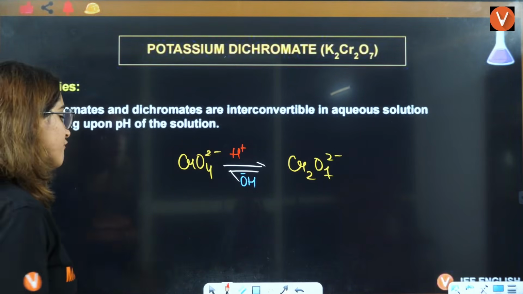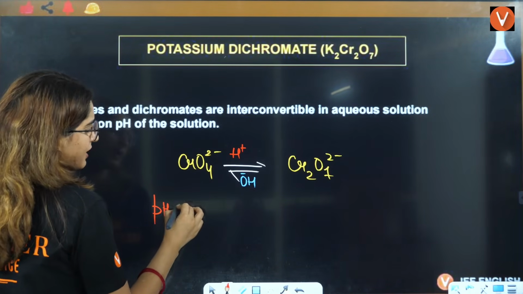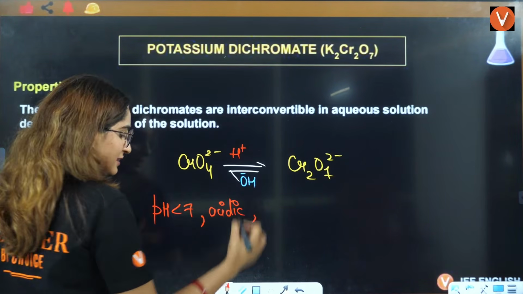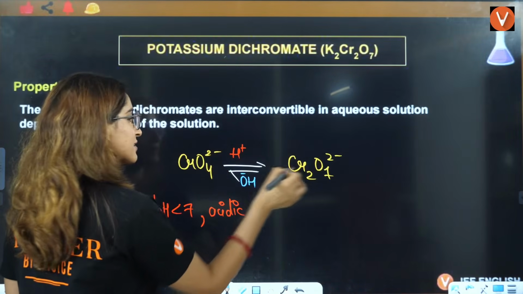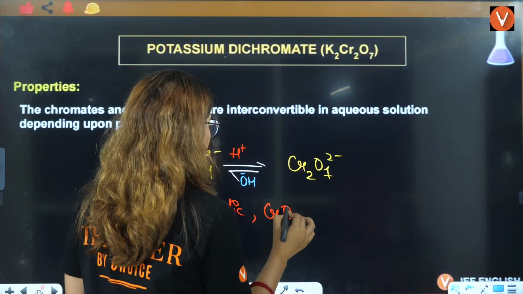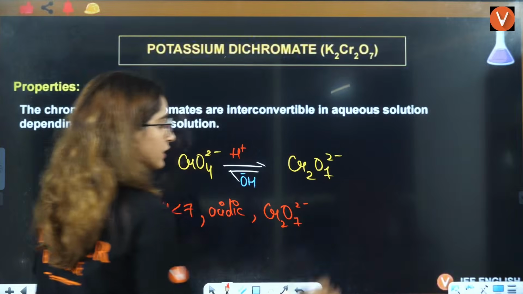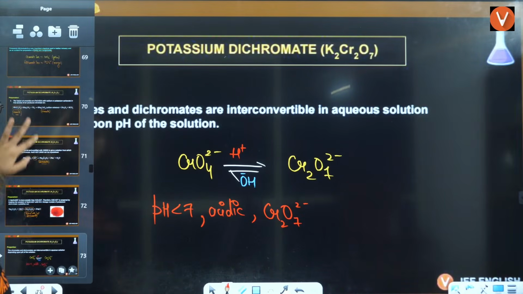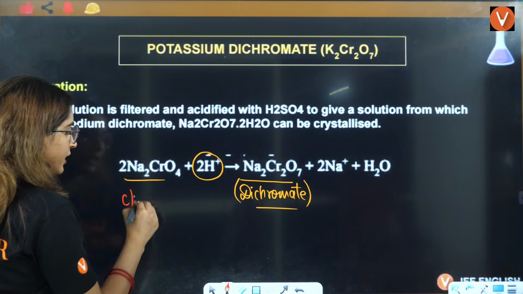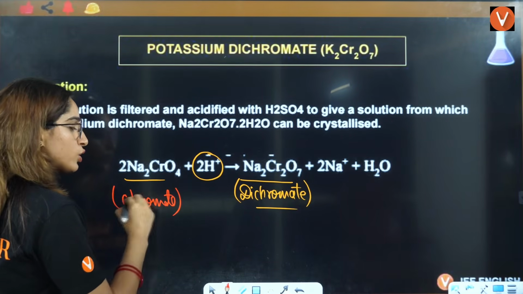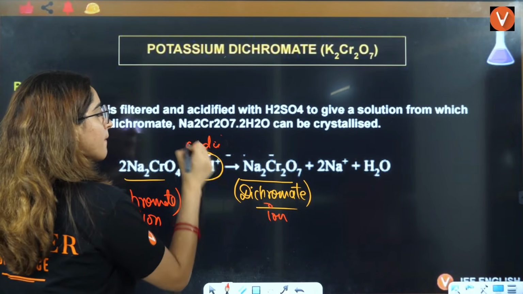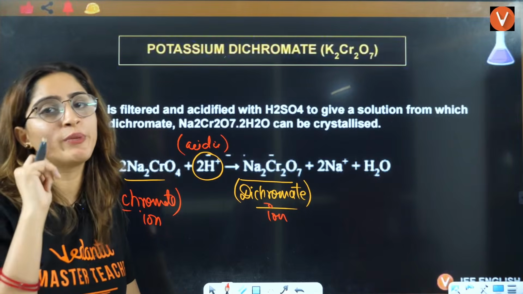So when pH is less than 7, that means it is acidic medium. Then you will have the existence of Cr2O7 2 negative. That's why if you see this here, what we did, we converted chromate ion to dichromate ion in the presence of acid. Because in acidic medium, dichromate ion will exist.